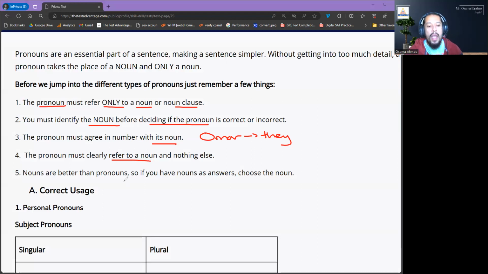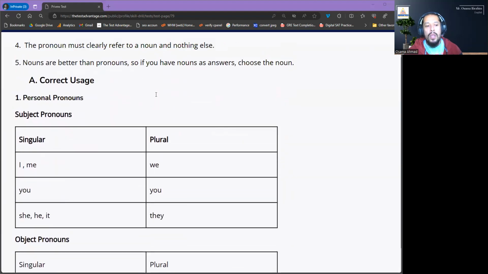وأوريكم قصدي إيه. And number five, في options, when you see options, nouns are better than pronouns. This is 99% of the time. في options عندي لو عندي he, she, it, أحمد, choose the noun. Okay. So let's begin with correct usage.